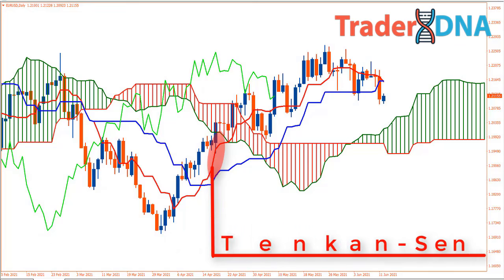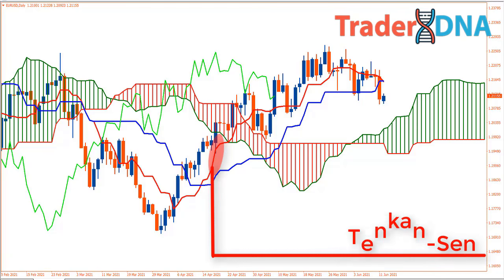Tenkan-sen, or conversion line, is the midpoint of the highest and lowest prices of an asset over the last 9 periods. The Tenkan-sen is part of a larger indicator called the Ichimoku Kinko, which shows potential support and resistance areas based on different timeframes. It's calculated with the following Ichimoku formula.